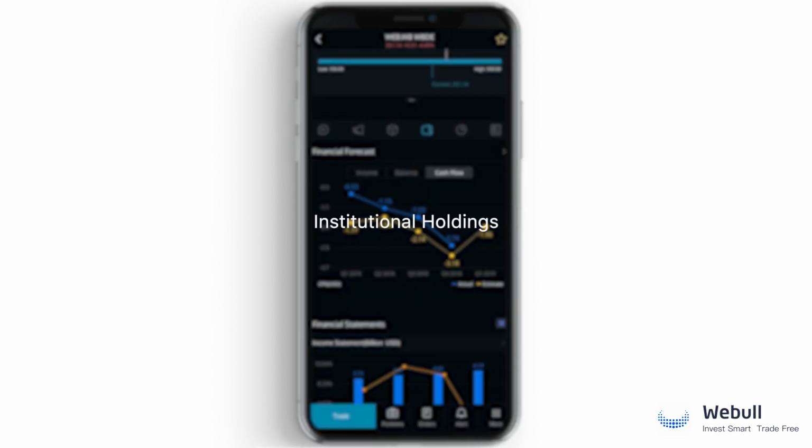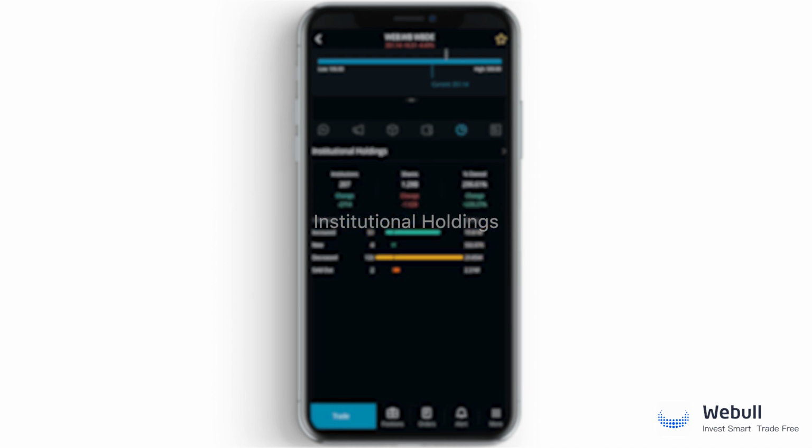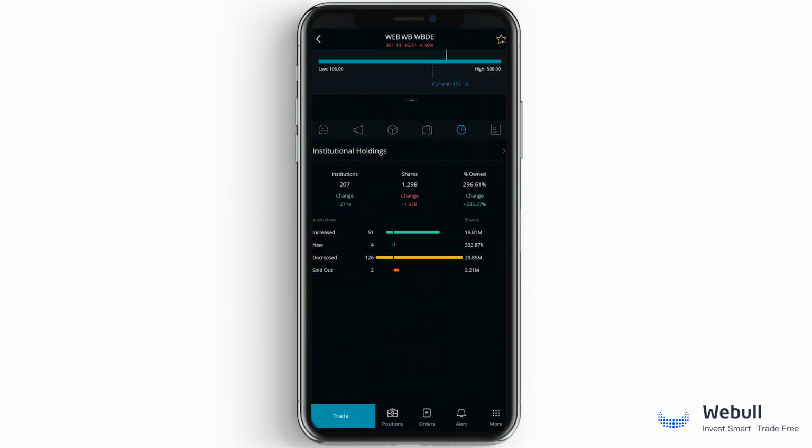Institutional holdings. Institutional holdings are held by institutional investors, among whom are mutual funds, private investment funds, trust funds, and banks. The information in this tab includes the number of institutions, total shares, and percent of company owned.